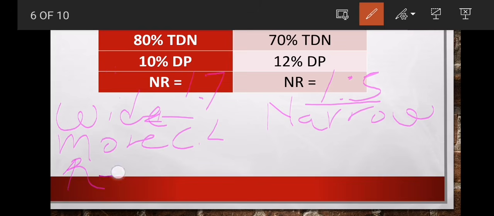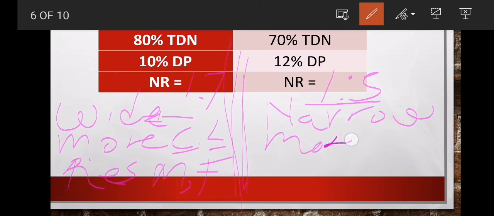What is it responsible for? Since we have more carbohydrates and lipids, it means it is responsible for maintenance and also fattening. What about the narrow one? This one will have more proteins and less carbohydrates. Once it has more proteins, it will be good for what? It will be responsible for growth or else production. I want you to understand it in this manner.